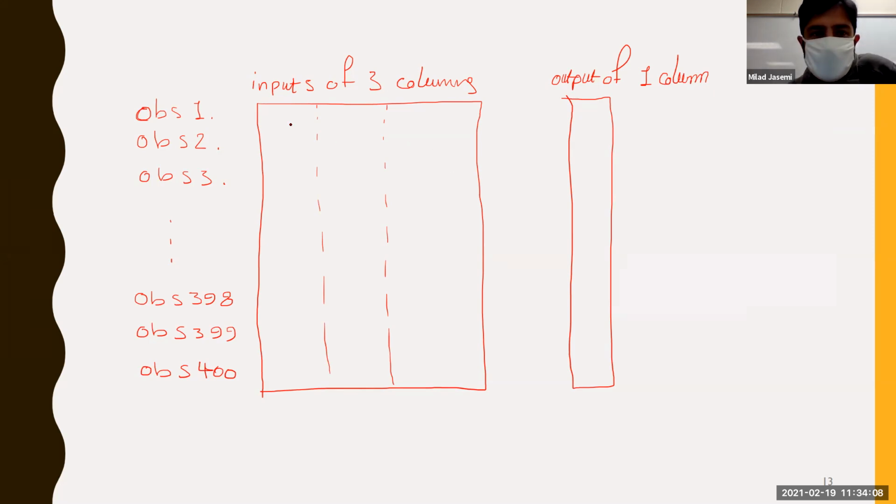Okay, let's try together. What we want to do is to assign randomly whether, for example, the first observation should be considered as training or testing.